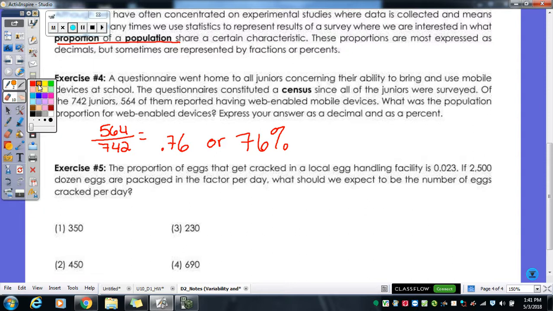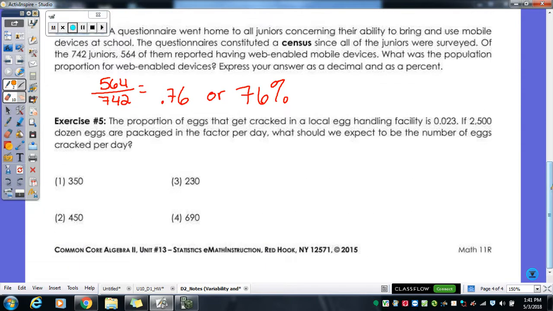And then our last one for today, the proportion of eggs that get cracked in a local egg handling facility is 0.023. If 25,000 dozen eggs are packaged in the factory per day, what should we expect to be the number of eggs cracked per day? 0.023 times 30,000 is 2,500 eggs. What are you saying? So you do 0.023 times 25,000 dozen, so if we multiply that by 12, that tells us how many eggs separately are packaged. 690 eggs get cracked daily.